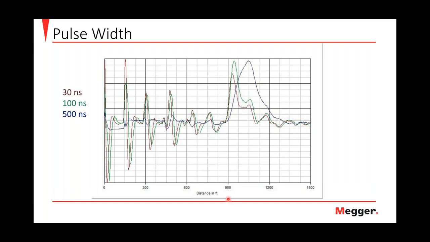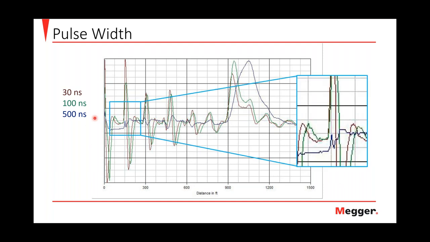So it's the same thing with cables. Here we have the same cable with three different pulse widths: a 30 nanosecond, a 100 nanosecond, and a 500 nanosecond pulse width. With the 30 nanosecond in red, we have a very good depiction of this initial discontinuity, and we can zoom in and see it. Same thing with the 100 nanosecond. The pulse was narrow enough that the unit initiated and stopped and was able to see the return.